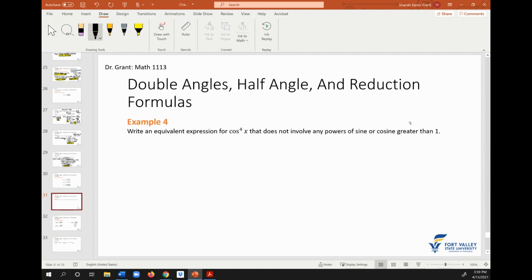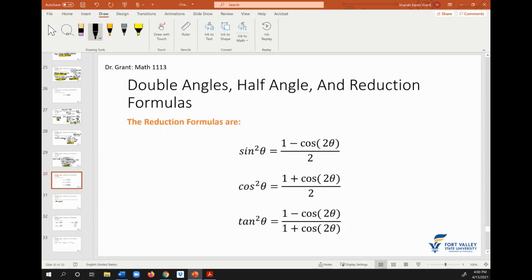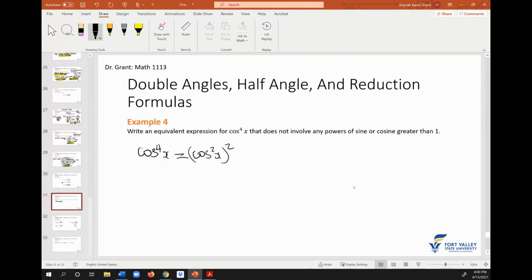So if you think about something raised to the 4th power, so we have cosine to the 4th power x, right? So that's going to be equal to, we can rewrite this as cosine squared x, and we raise that to the 2nd power. Now, we know what cosine squared x is equal to based on the reduction formula. So let me just snag this for us so you can have it on this slide.